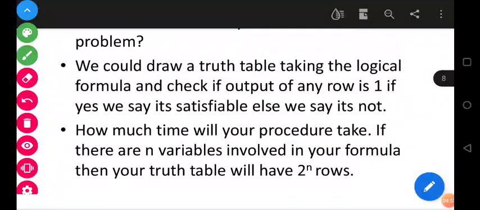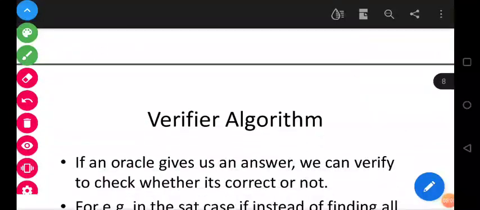So how much time will this procedure take? We can build a truth table, and if the input formula has n variables, then the number of rows in the truth table is 2 to the power n. Essentially, the problem becomes an exponential problem.